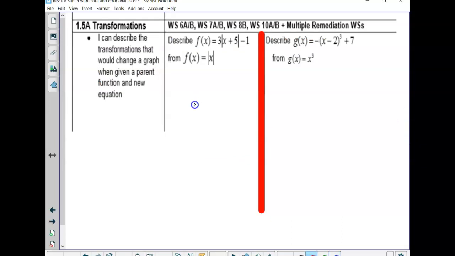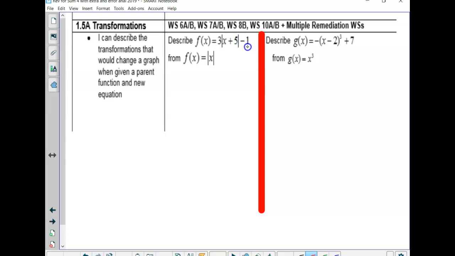This is describe the transformations in the right order. The one on the quiz, the order will matter. Okay? My suggestion is that you start inside just like you were doing order of operations. If I told you to put a 7 in here, you would add 5, then multiply it by 3, and then subtract the 1, right?